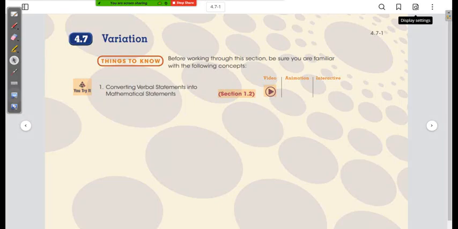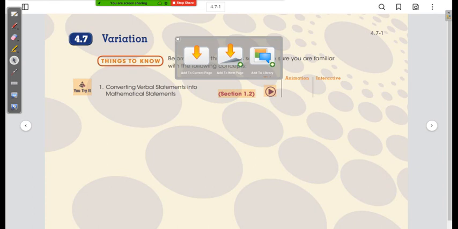Alright, today we're talking about Chapter 4, Section 7, Variation. Now these are probably going to be the easiest word problems you have done. Now, I hope that's a true statement.